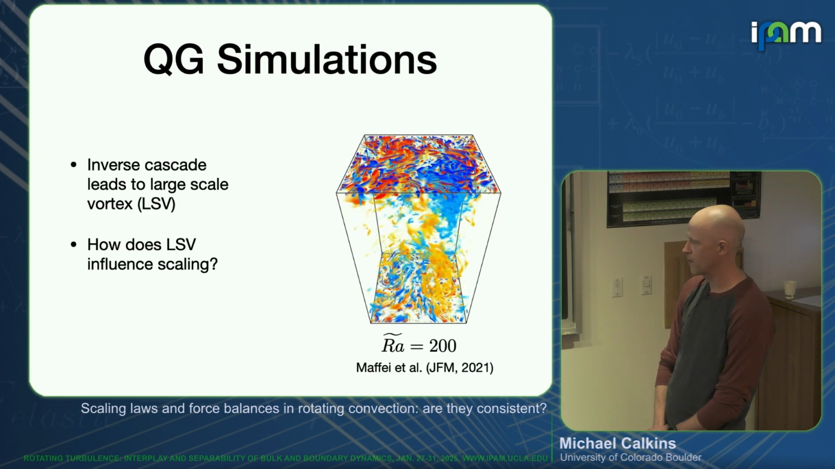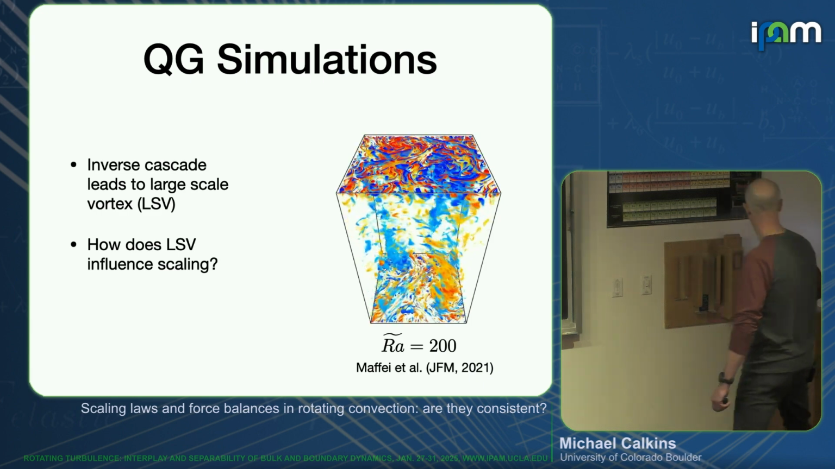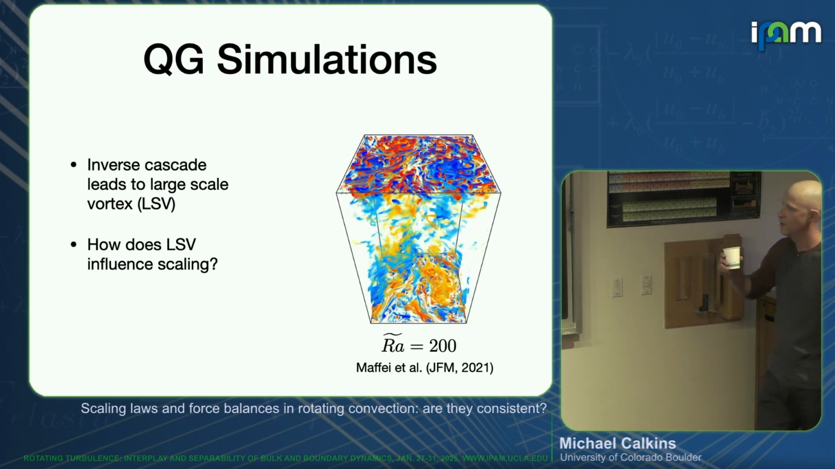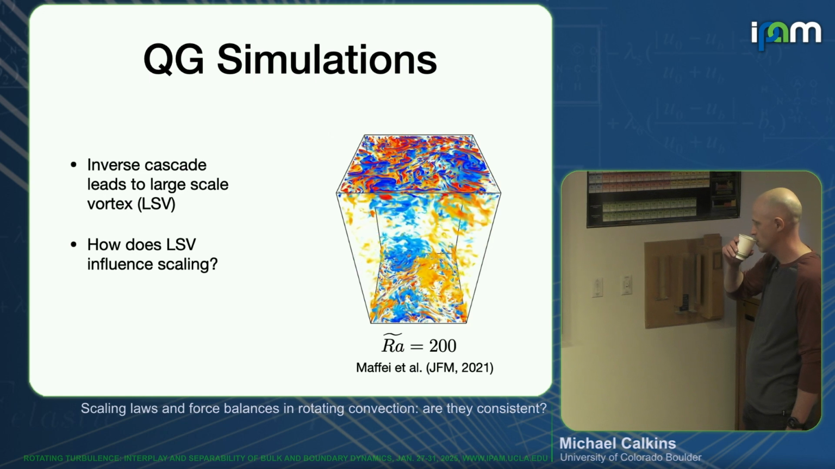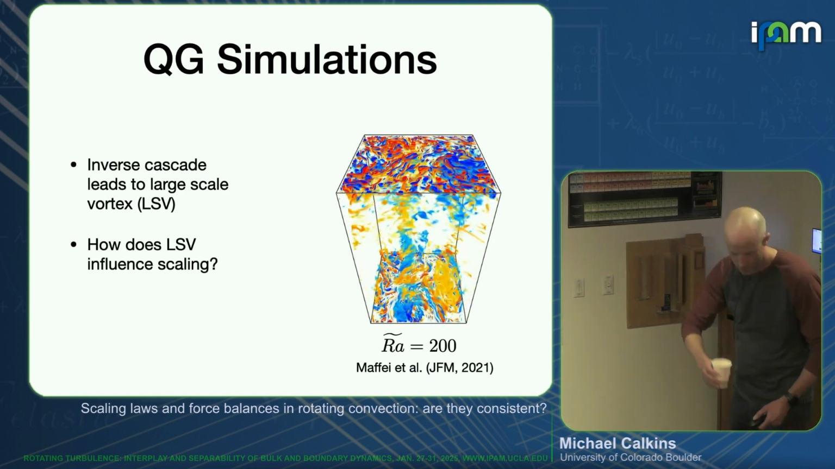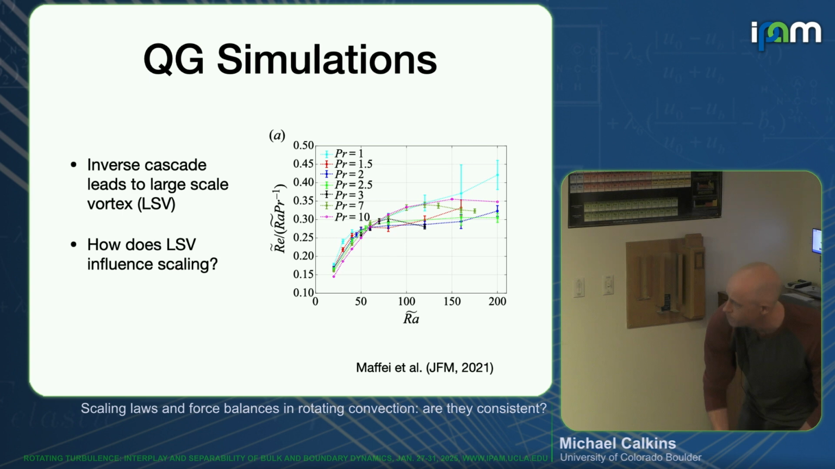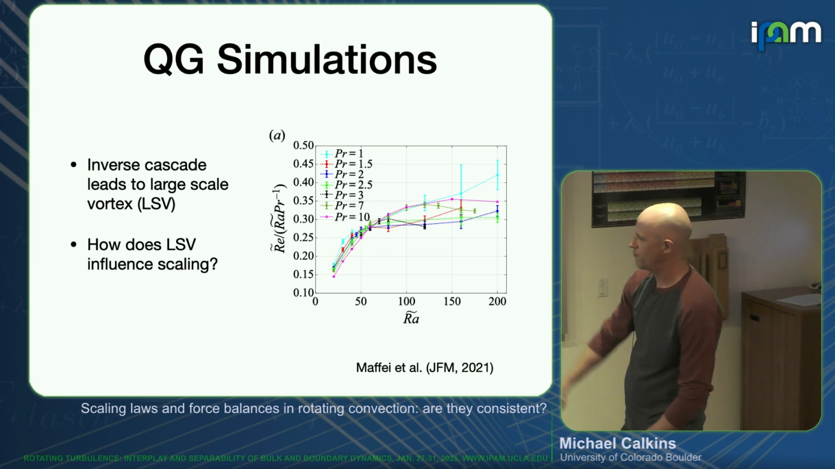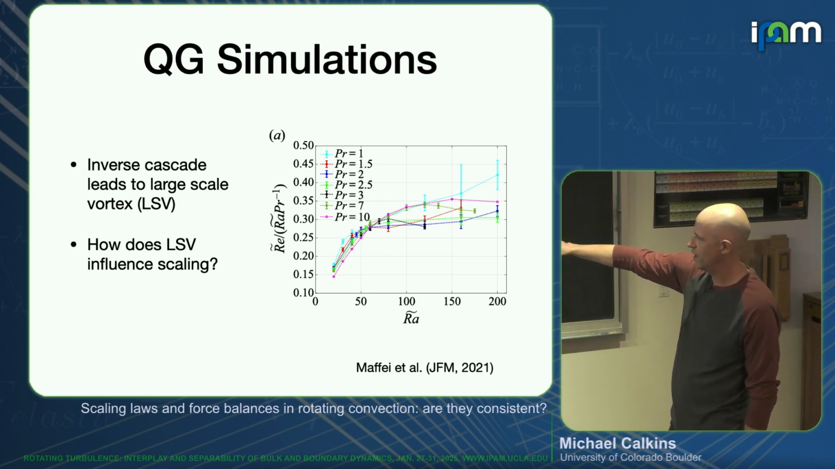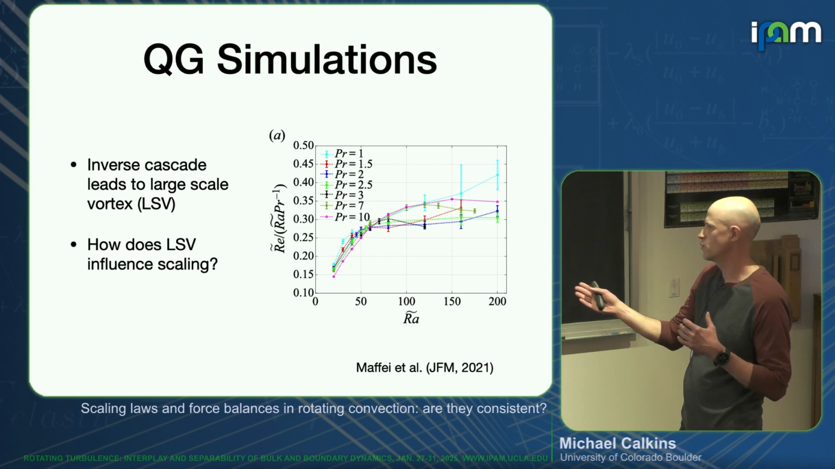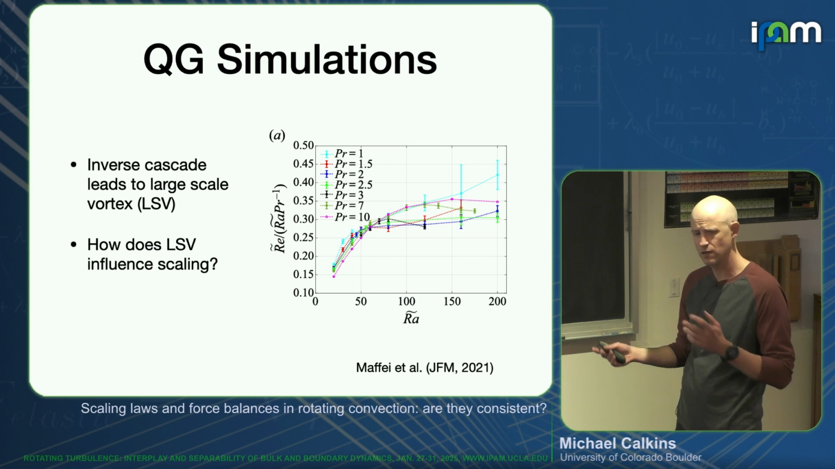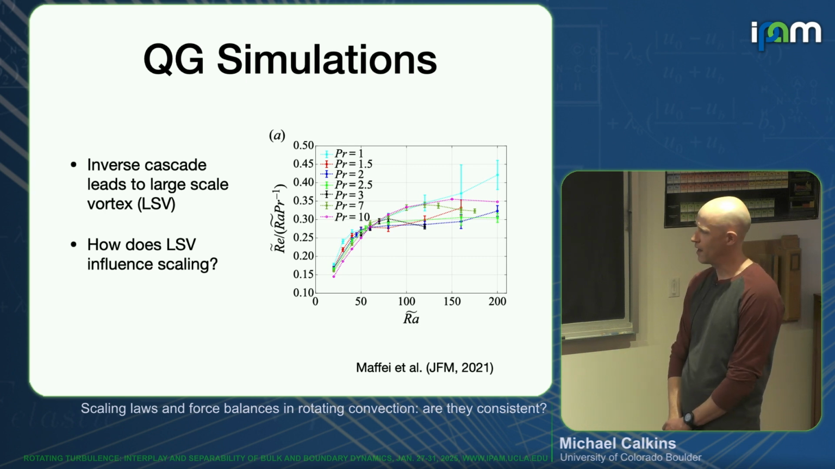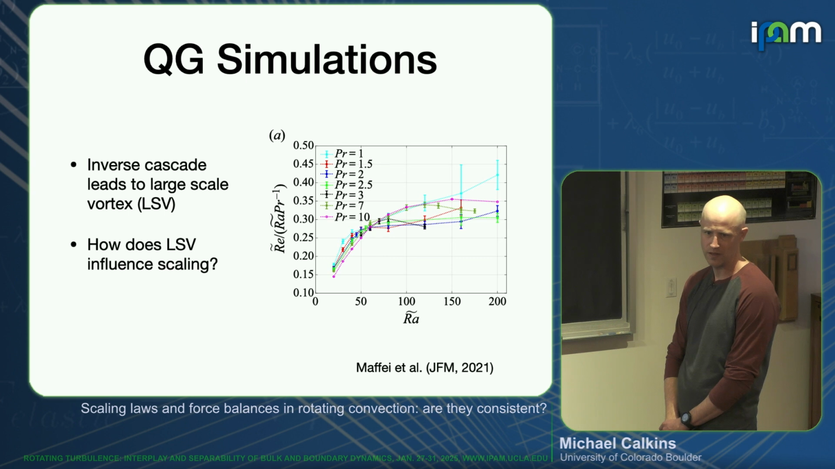And this is a higher Rayleigh number, so it's reduced Rayleigh 200, and you can see how strong that large-scale vortex is relative to everything else. Okay, so Stefano Maffei carried out a broad suite of simulations for this reduced model in order to look at how that large-scale vortex was influencing the scaling of these various quantities.